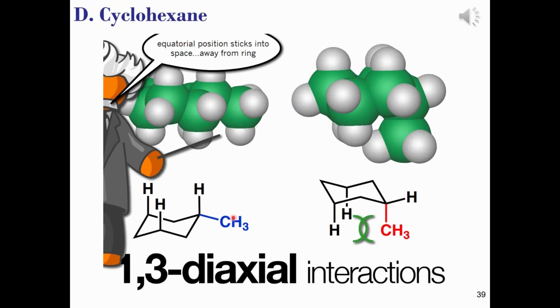Here we can see the two different chair conformations again with their equivalent space filling models. In the first instance, the methyl group is occupying the equatorial position and so sticks into space, which is away from the ring. But in the second instance, that methyl group is in an axial position, and as a result, one of its hydrogens is brought into close proximity to the hydrogens on carbons 1 and 3. We refer to these as 1,3 diaxial interactions, and these are examples of steric interactions that we want to avoid at all costs.